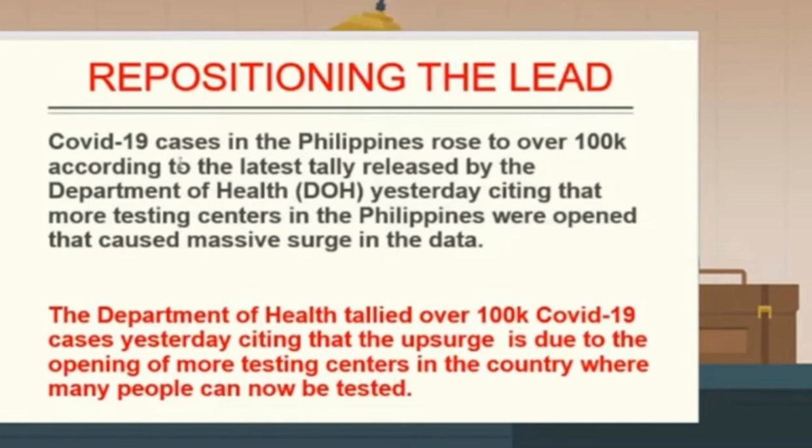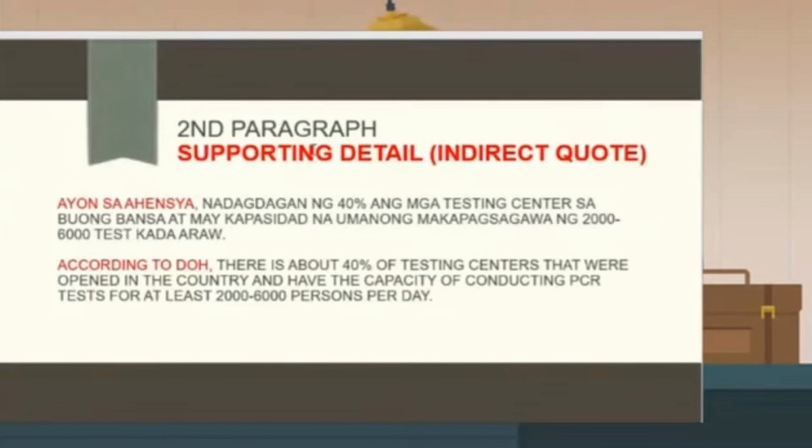Here, COVID-19 cases, that's your basic positions of the words in your lead. You can also start with your so what. The Department of Health tallied over 100,000 COVID-19 cases here. Just reposition. Second paragraph now, supporting detail, your not graph, indirect quote.